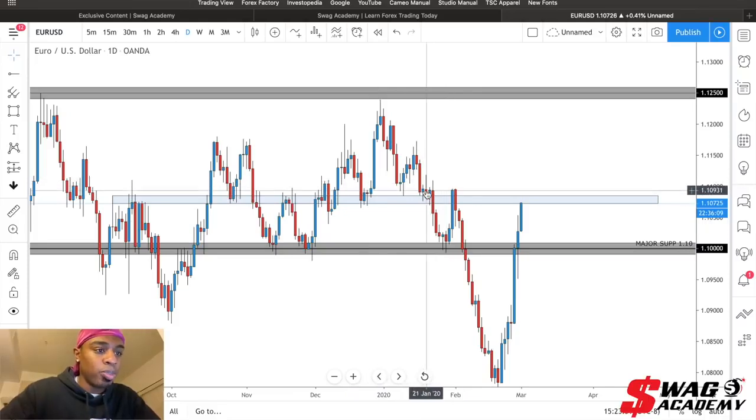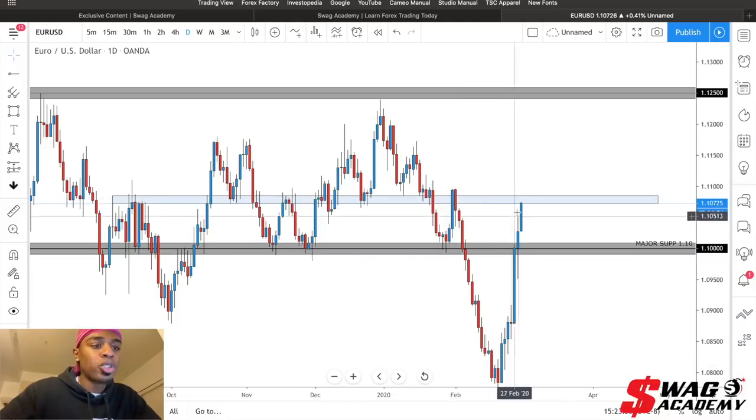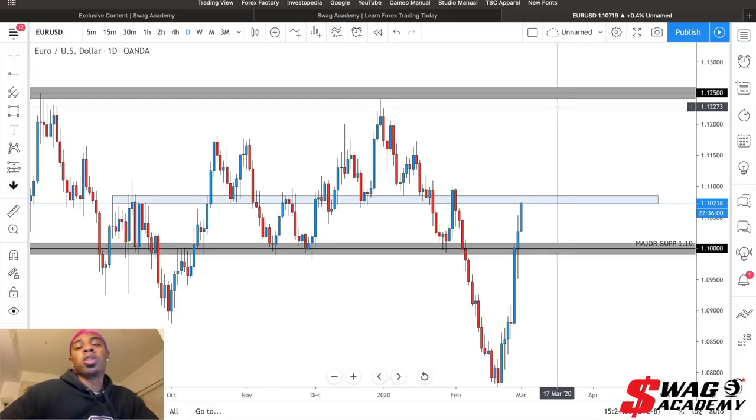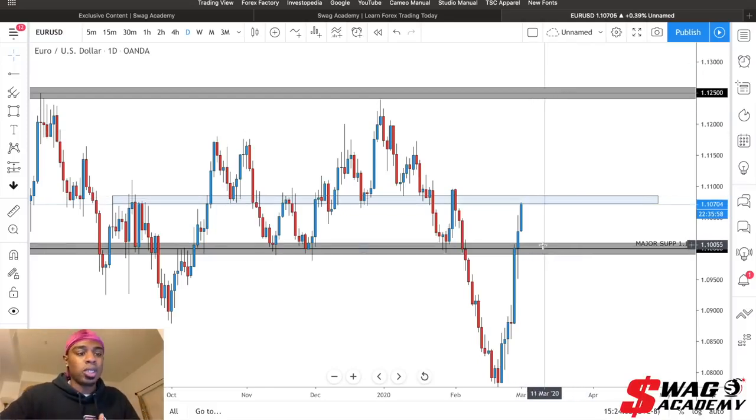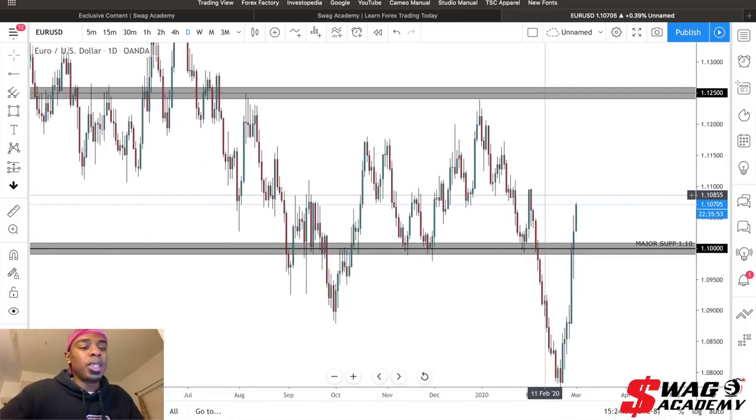Used this as support, broke below support. Used as resistance because it was above it, went down. Now it's using it as resistance again. And if it breaks above, this will be support. And if it breaks above, we're looking at 112. You feel what I'm saying? If it doesn't come back down and retest, it'll go up. So that is support and resistance in the major key levels.